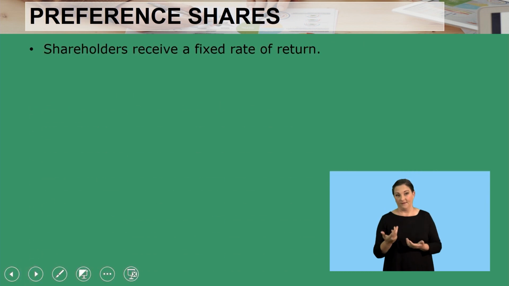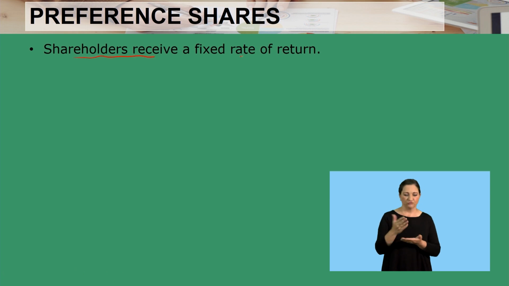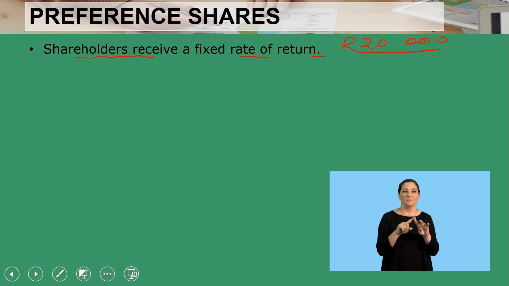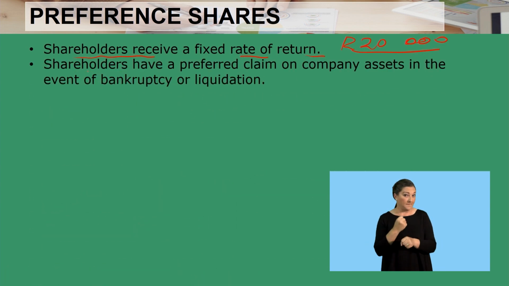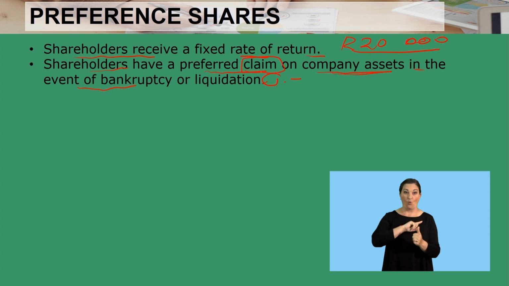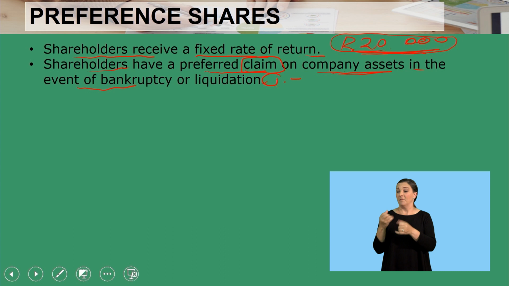Then we look into preference shares. Shareholders receive a fixed rate of return, meaning their dividends become fixed. If the agreement is to pay them 20,000, they'll receive 20,000, whether the company has made more money or not. And they have a preferred claim on the company's assets in the event of bankruptcy. So should liquidation happen, when the company is selling all its assets, they are the first to claim company assets, because they've been receiving a fixed rate of dividends. Even if a company makes $1 billion, they will still receive their fixed 20,000 dividends.